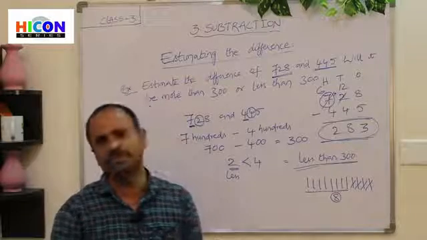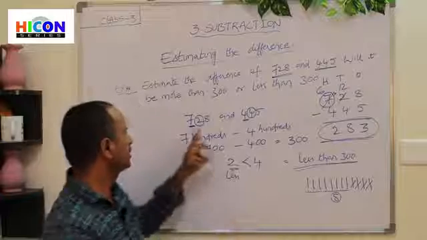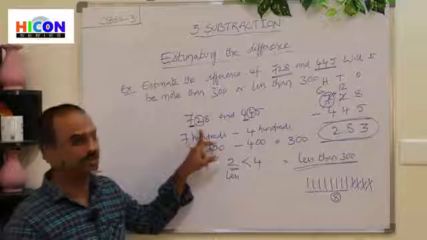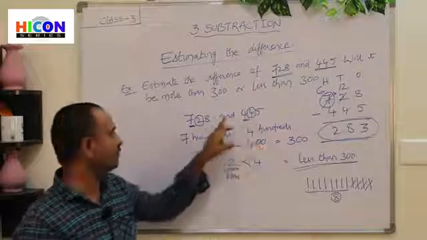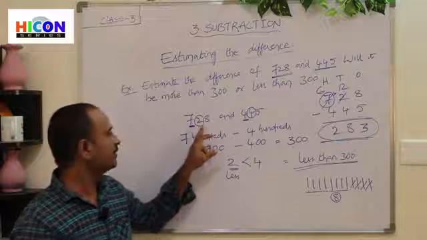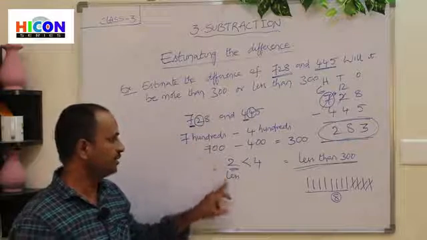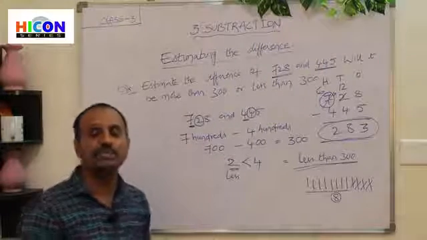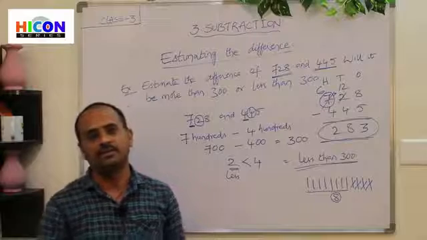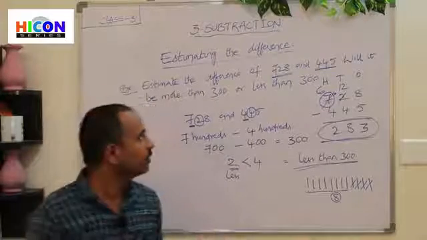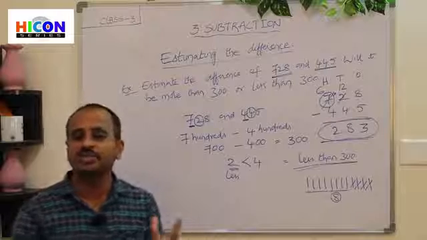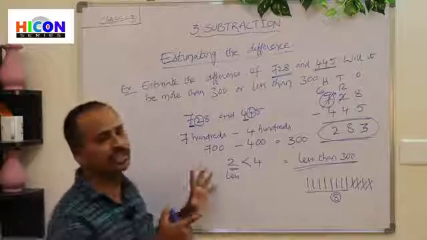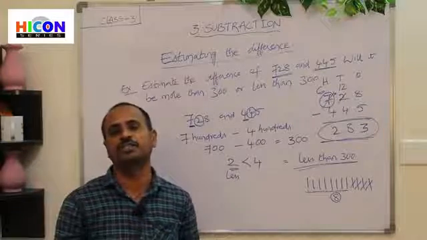So the first step is you have to check the second digit. What is the second digit here? 2. What is the second digit here? 4. So if the first digit is smaller, then the answer will be less than that number. If the first digit is more, then the answer will be more than that number. So children, I hope you understood this topic, and let us practice some problems in the exercise. Then we will get a clear understanding of how to estimate the difference without doing actual subtraction.